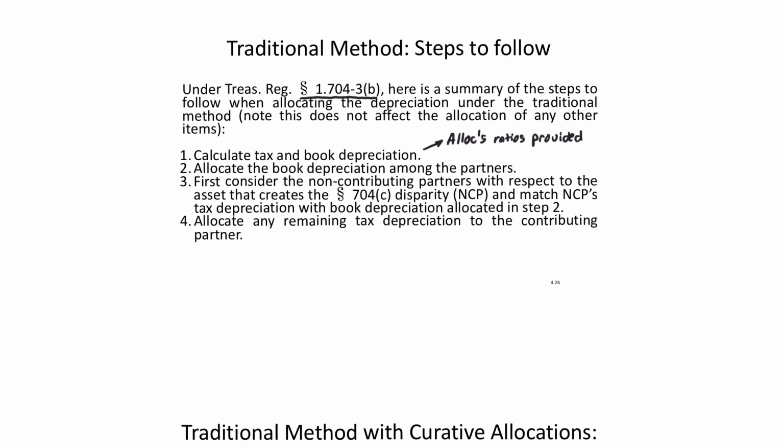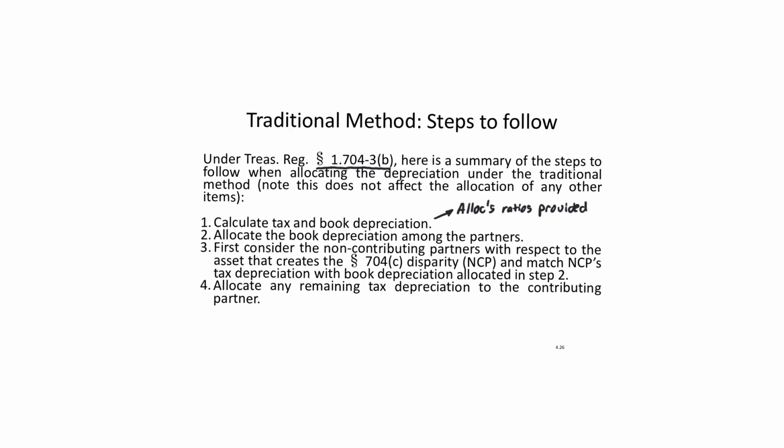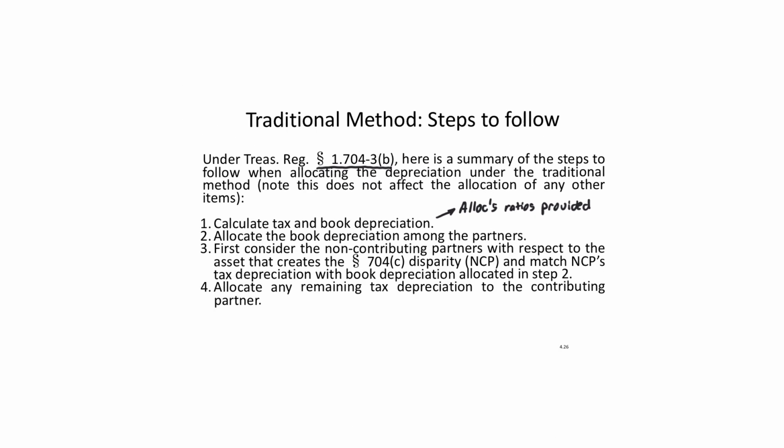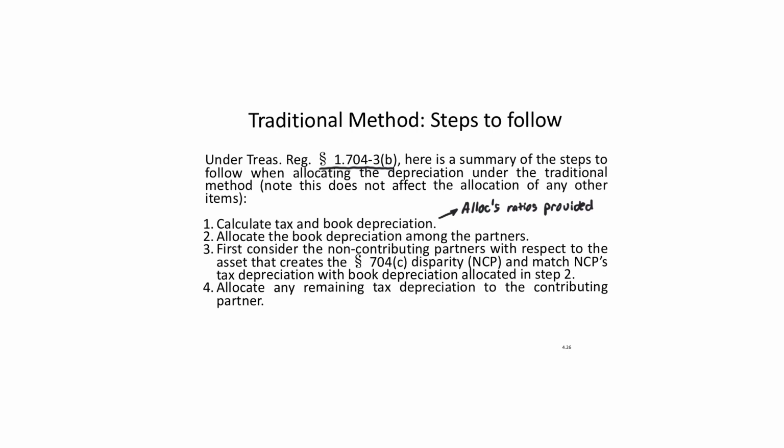We allocate book depreciation among the partners. So we do that before we look at any tax depreciation. We actually write that out. So we allocate the book depreciation. We're going to use a chart, and we're actually going to put the tax depreciation on the chart. So you're going to see that's going to be the step. We're going to write that out.